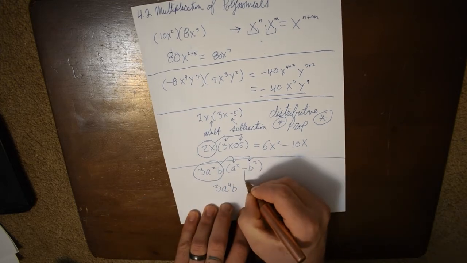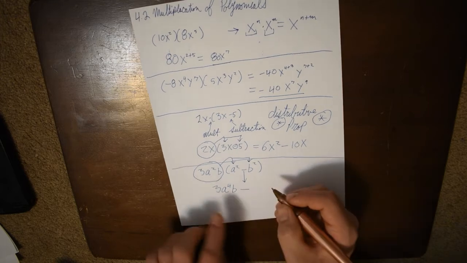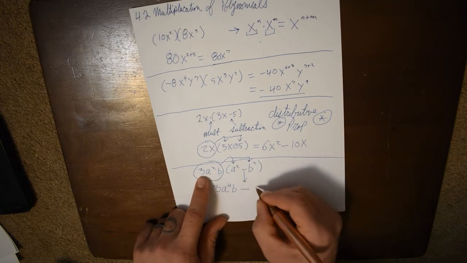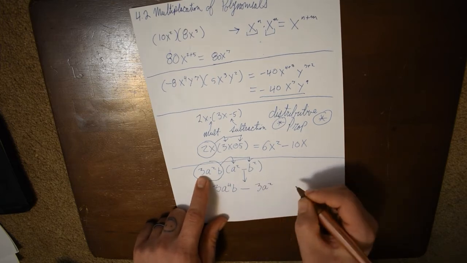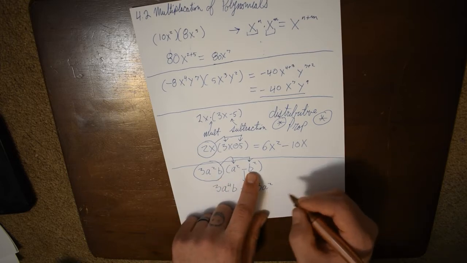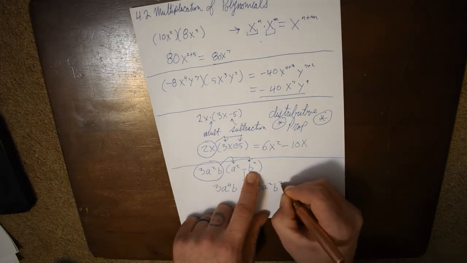Then this minus sign is going to drop down, and we'll get a 3a squared b times b squared. The 3a squared isn't going to change, and now we're going to combine like terms. b times b squared gives us b cubed.